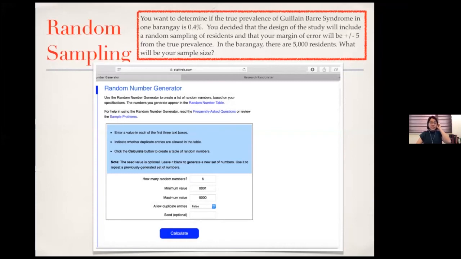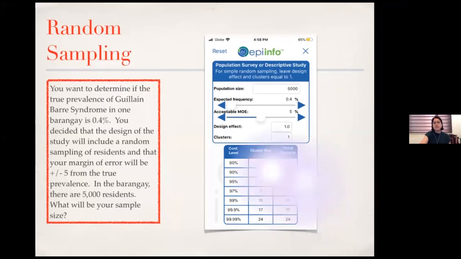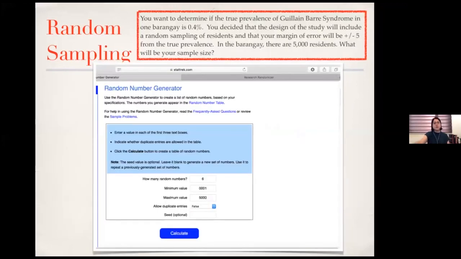So there's something easier actually, no? So this is a random number generator. So for example, let's use the example of our Guillain-Barré scenario. The prevalence rate is 4.4% and you need a sample size earlier, di ba? The previous sample size that we got is 6. So we only need 6 people. So how many random numbers do we want? We need 6 people. So here, you type that in.